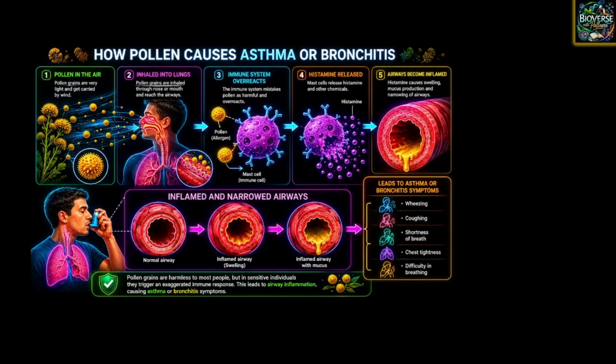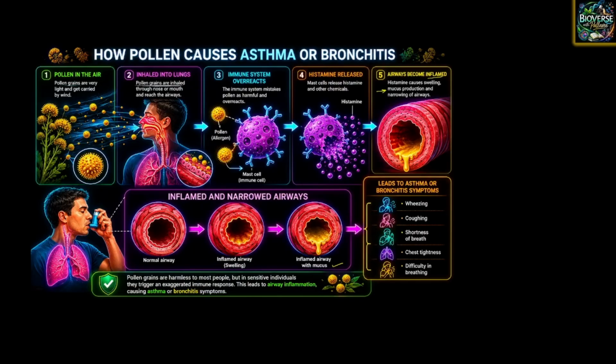What happens when the histamine is released by the mast cells or the basophils? The airways become inflamed. Histamine causes the widening of the blood vessels, and it results in more passage of WBCs to the affected areas to fight the invaders. So as a result, swelling, mucus production, and narrowing of the airways take place. And finally, when the airways are inflamed and filled with mucus, there is going to be a lot of difficulty in breathing.